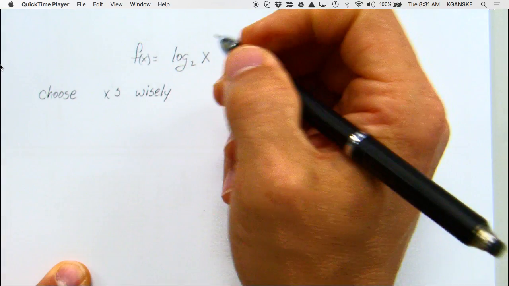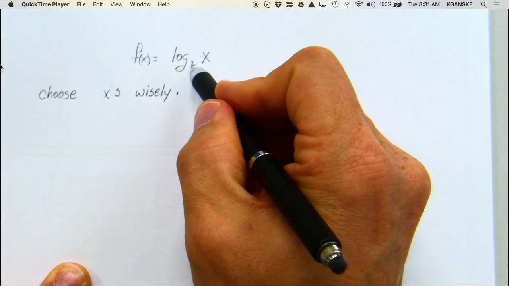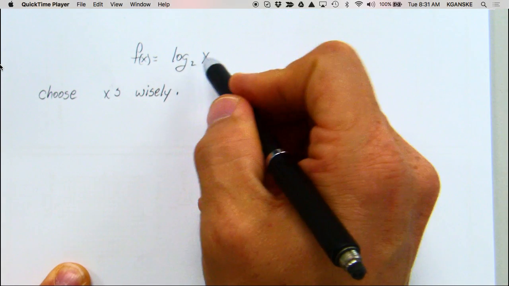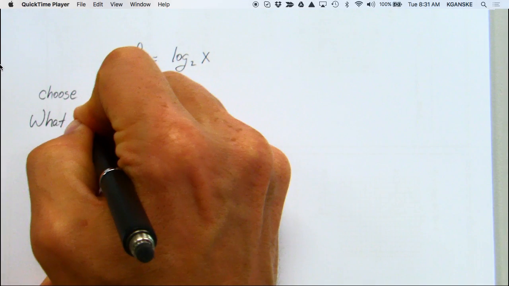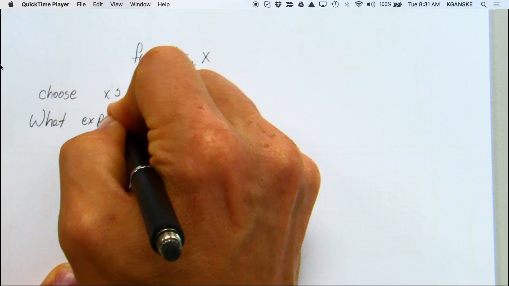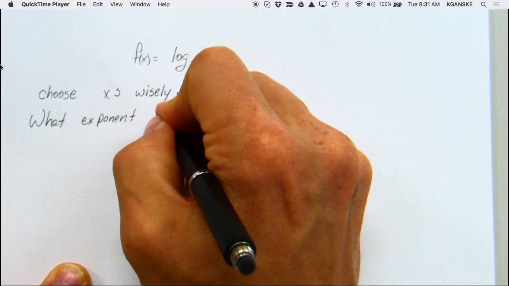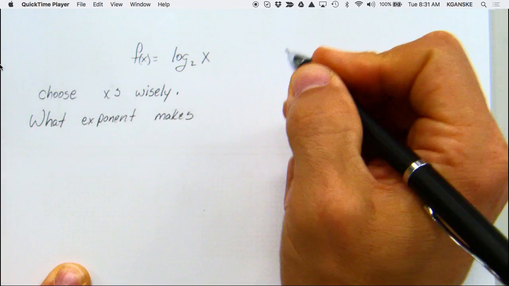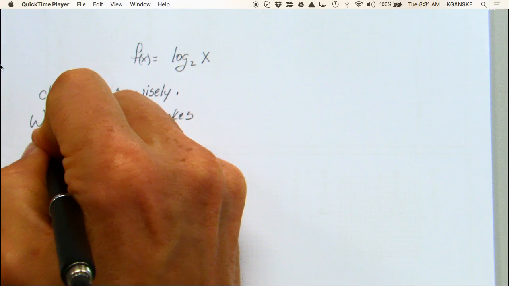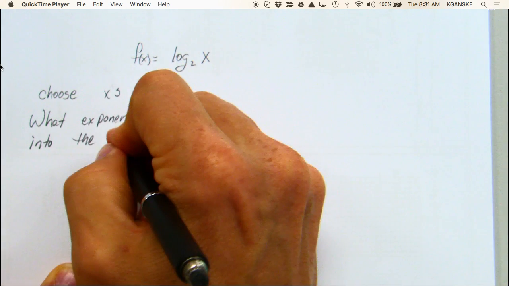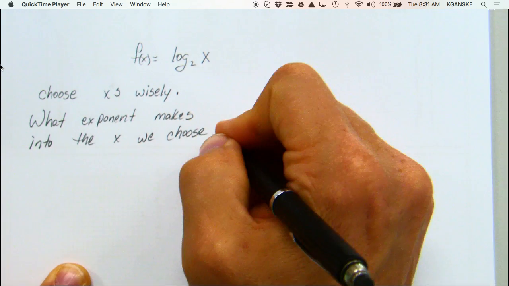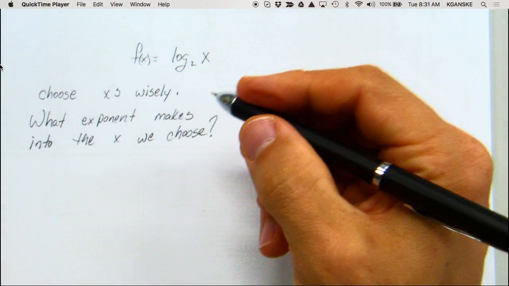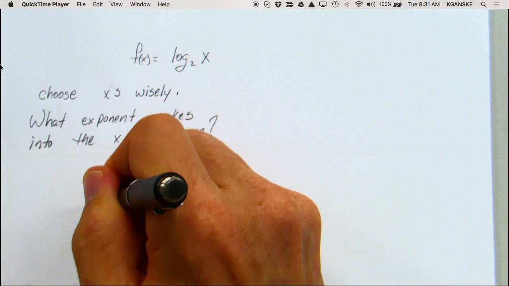wisely. Okay? So again, we want to know what exponent takes me from 2 to whatever my x is. So let's just write that in. What exponent makes 2 into the x we choose? That's a question. Okay? So let's make a little table here.